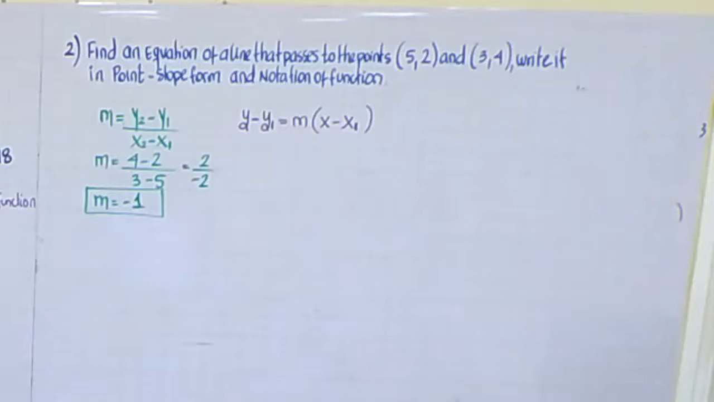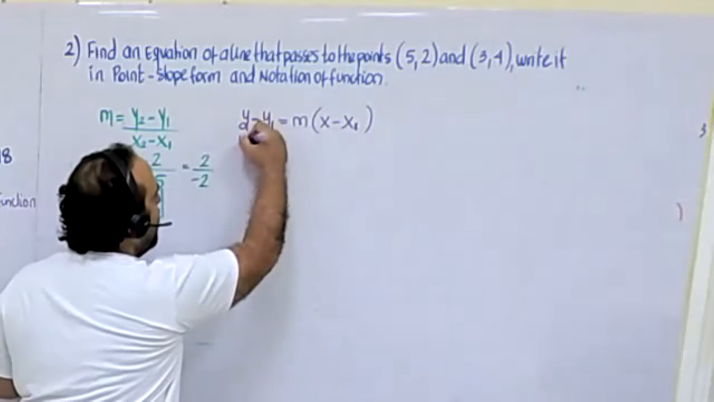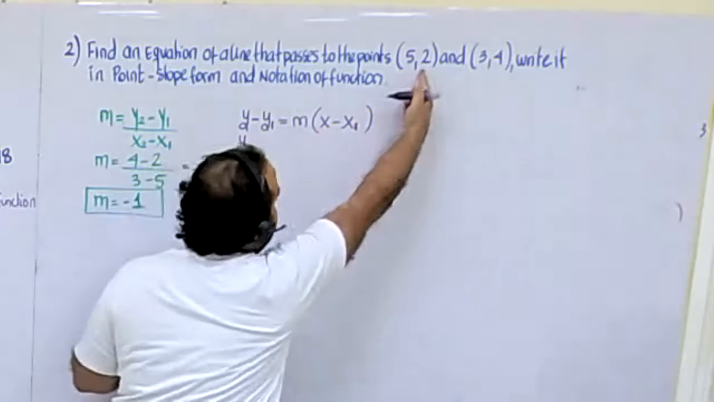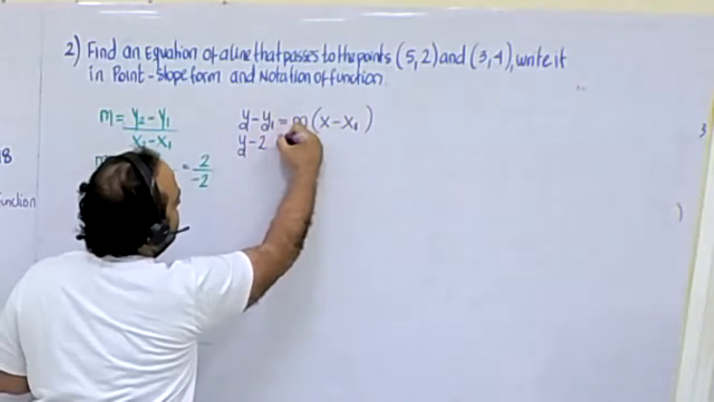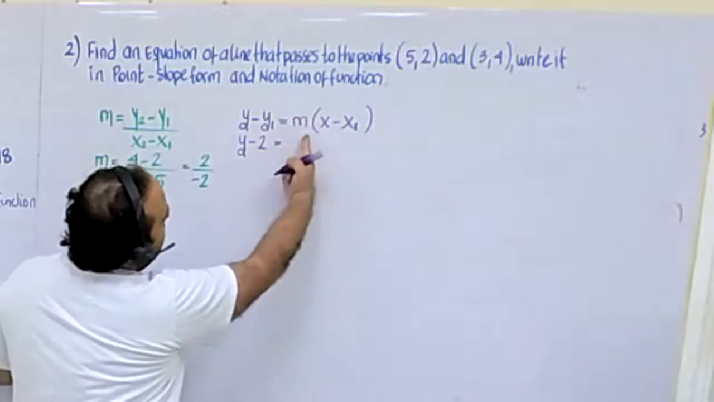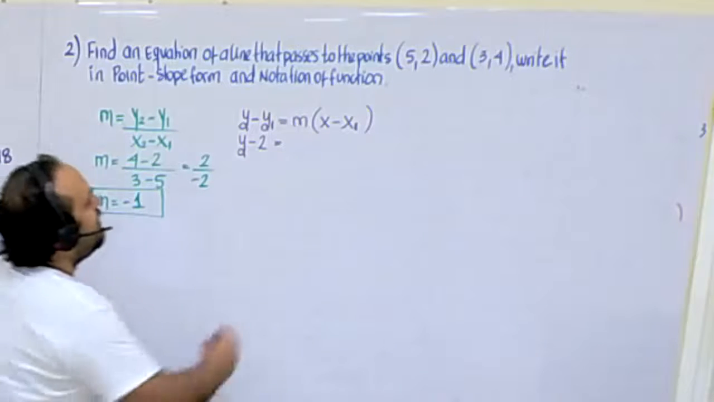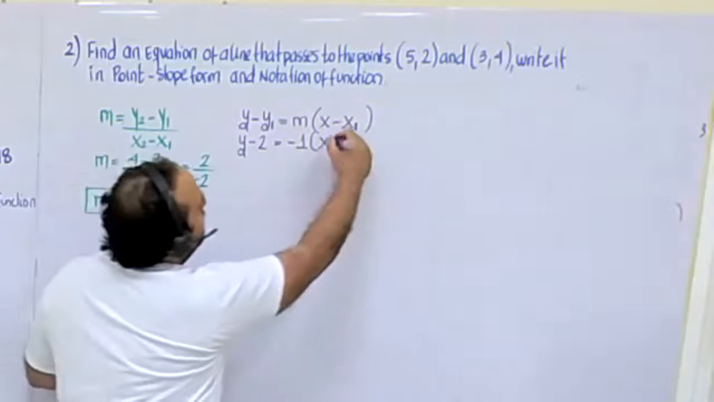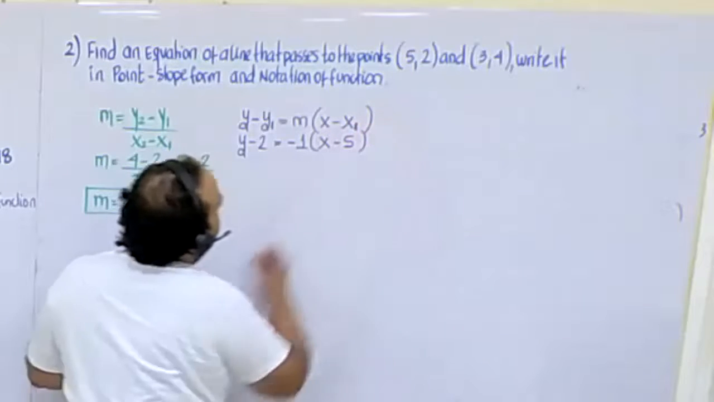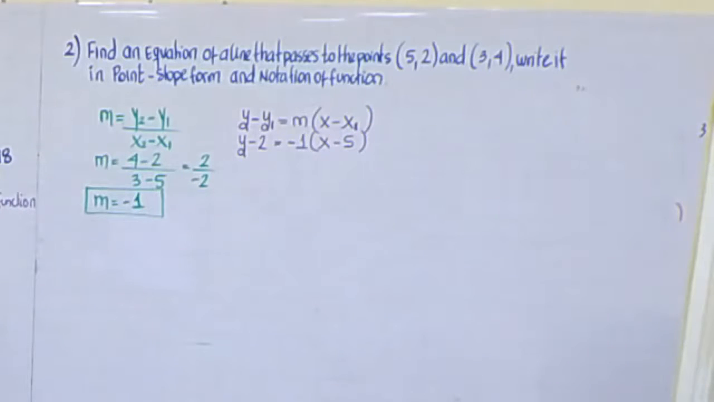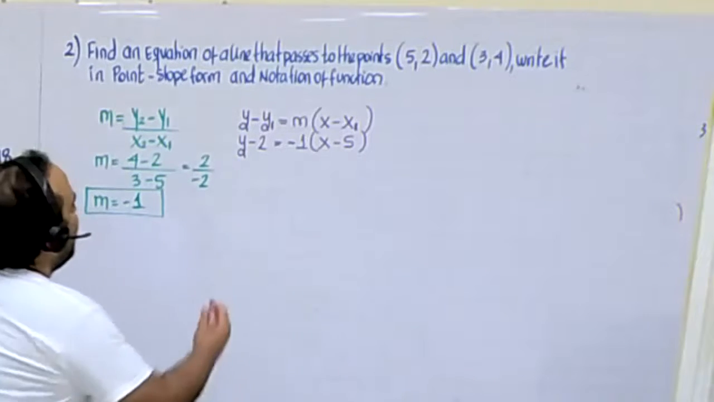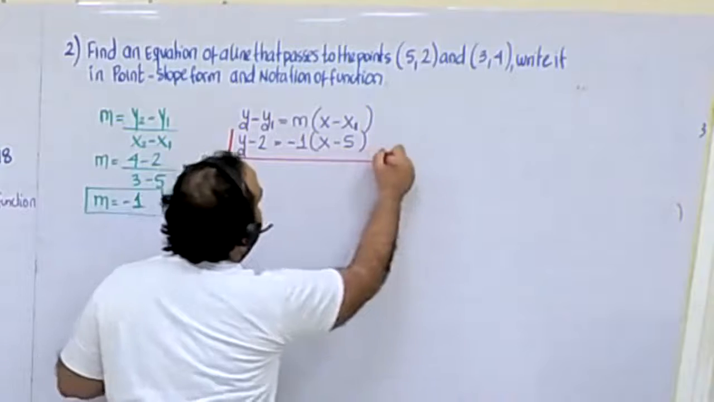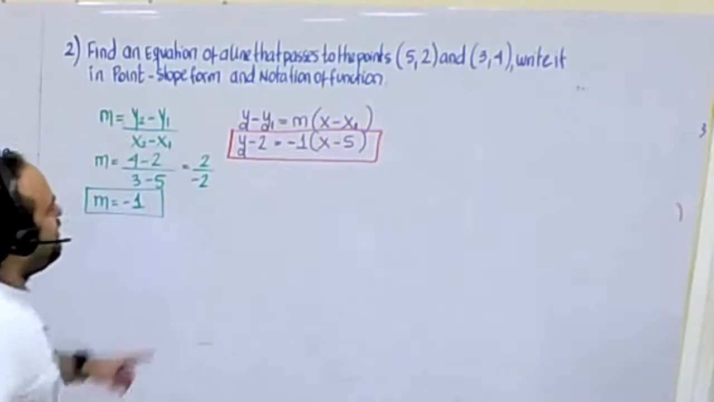Okay, I'm going to choose 5 with 2, all right? So again, the letter Y, we're going to write Y. Y1 will be 2, for that reason, Y minus 2 equals the M value, remember it's negative 1, parentheses, X minus X1. In that situation, we are replacing Y1, X1, and the value of M, okay? At this moment, we want to replace those values, my dear students.